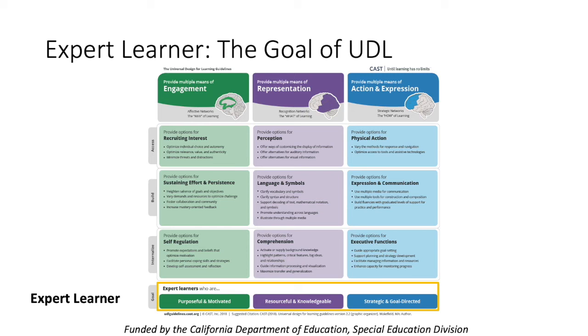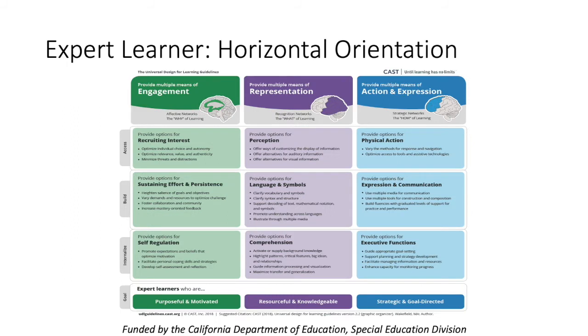At this point, let's make the framework actionable in the way it is read. Notice that there are tabs on the left. The first tab is the Access row. This is guidance for educators to provide access by creating ways to recruit interest, perception, and physical action. The responsibility for these guidelines is external or teacher-focused.